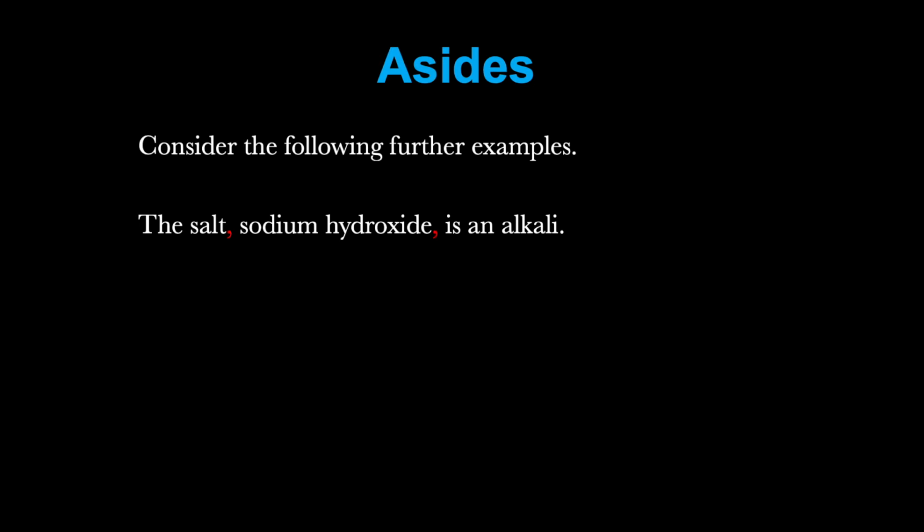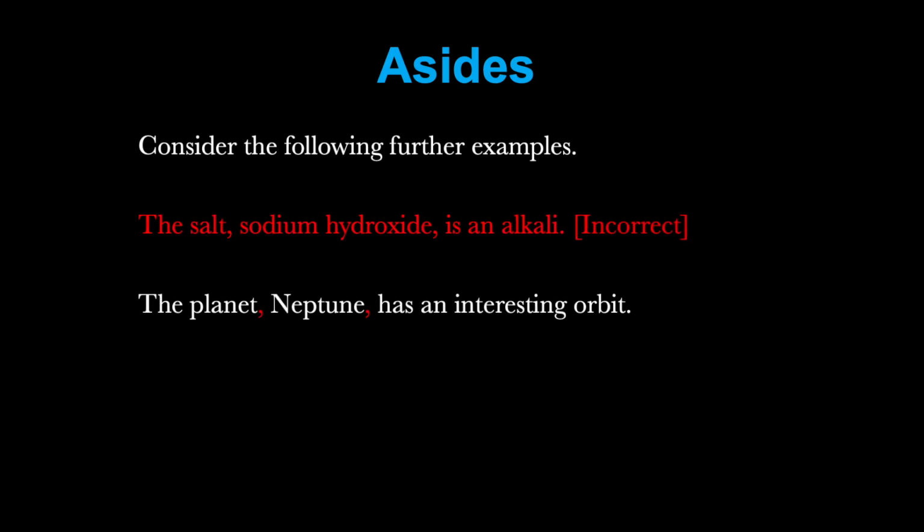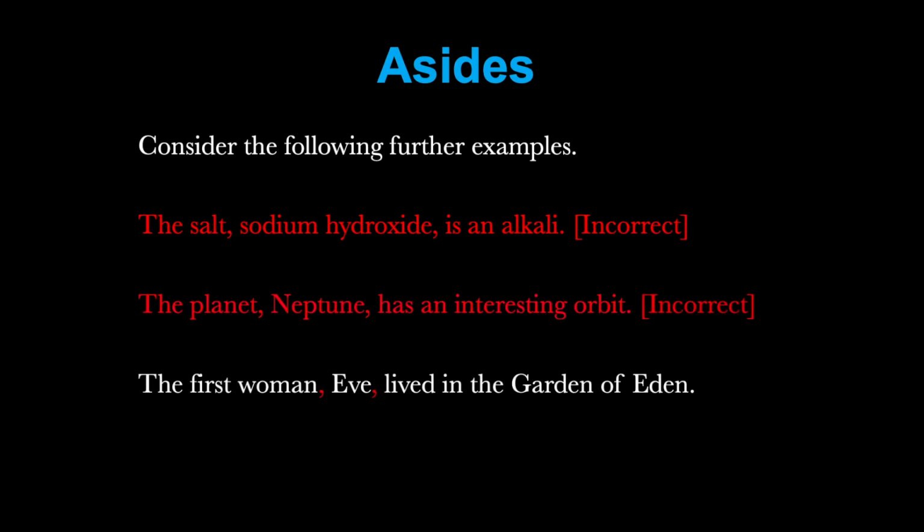But there are many salts. So to be specific, we actually have to say the salt sodium hydroxide is an alkali with no commas. So this form is actually incorrect. What about the planet Neptune has an interesting orbit? There are many planets, not just in our solar system, but throughout the universe. So which planet are we talking about? We really need to know the name of it. It is not non-essential information. So again, there should be no commas in that sentence.